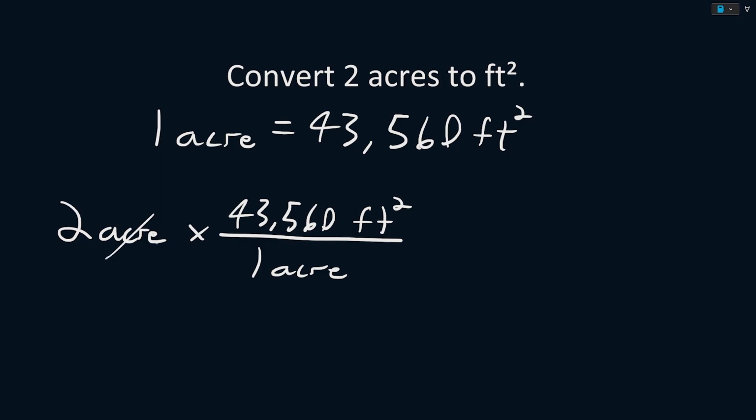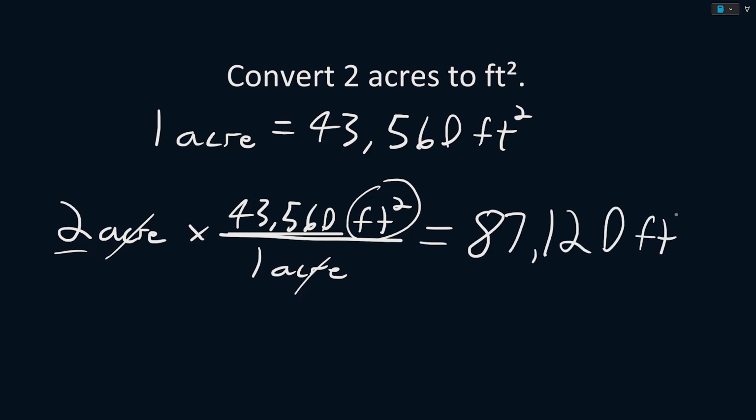Here we can see that acres cancel and leave us with squared feet. So solving this, we multiply 2 times 43,560 and get that 2 acres is equal to 87,120 squared feet.